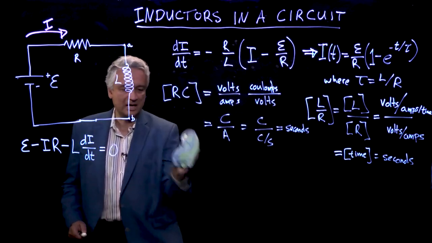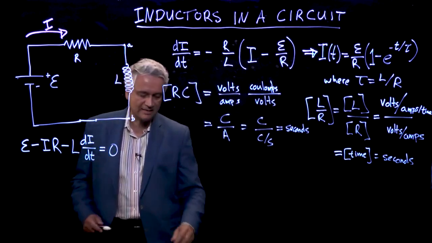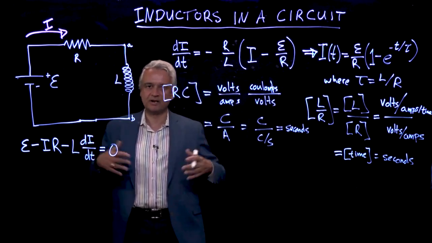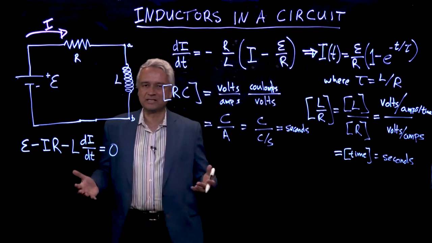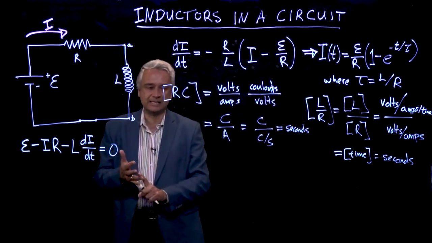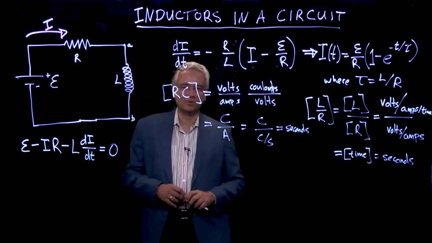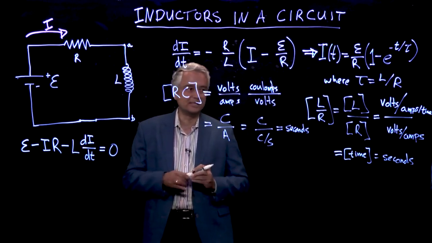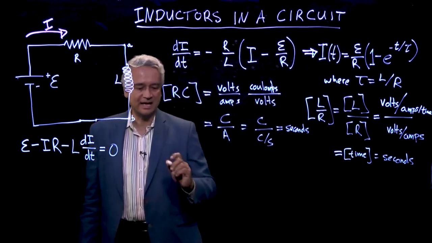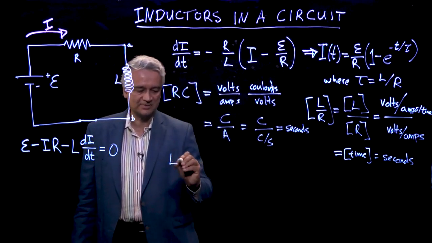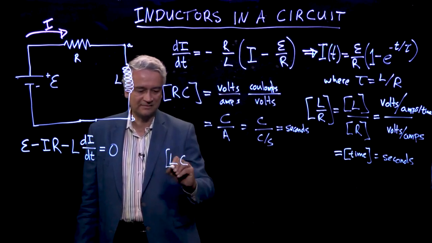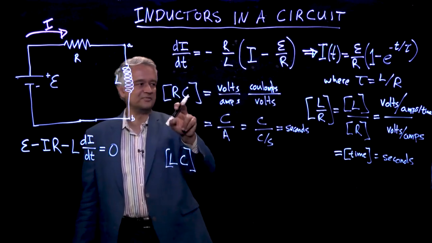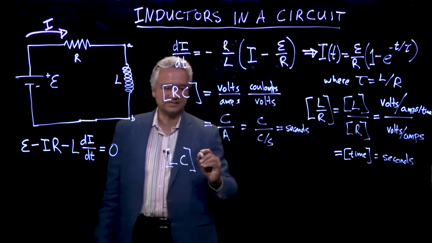And emboldened by this success, I'm going to try and see whether I can just use dimensional analysis to get a sense of what we're going to see when later in a future video we go on to consider a circuit with an L and a C in it. So what can I make from an L and a C? Well, suppose I just multiply them. And I ask myself, what are the units of LC? Well, the units of LC are the units of RC times the units of L over R, so this is equal to seconds squared.